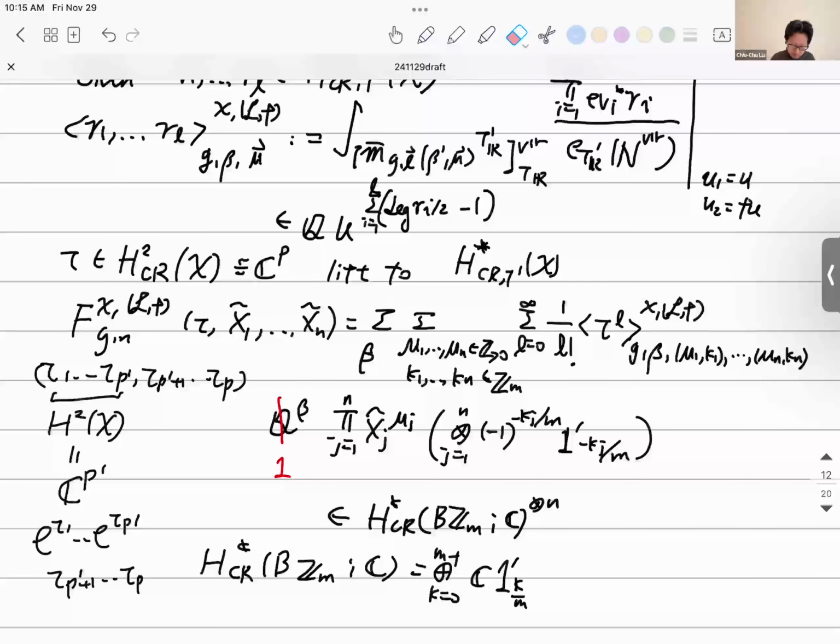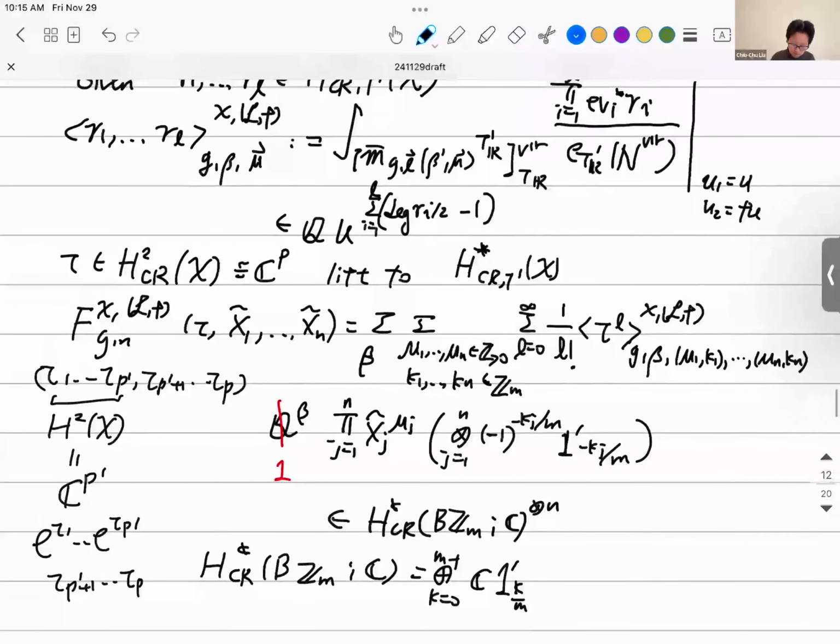And then we see that the first p prime variables will keep track of the degree already. So we don't really need this additional parameter q, and we will set it to be 1. So now it really only depends on the A model closed string parameters tau 1 to tau p, and the open string parameters x1 tilde to xn tilde.